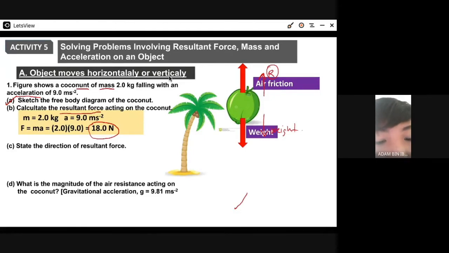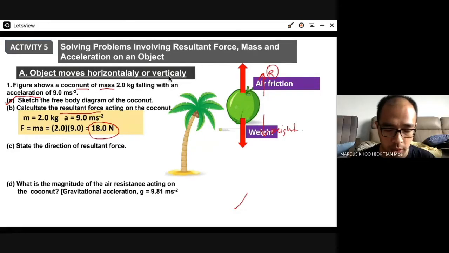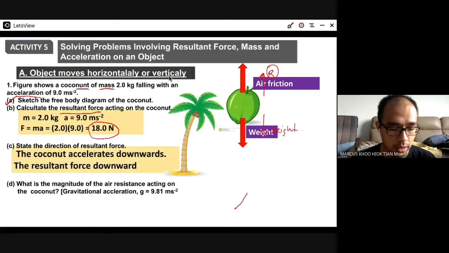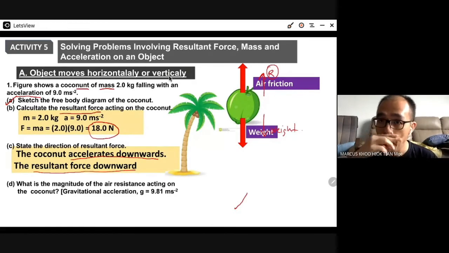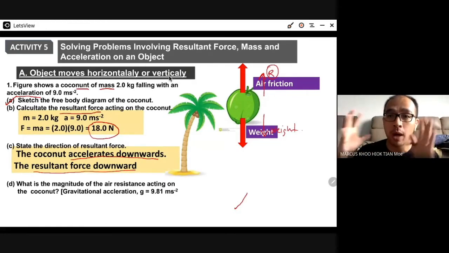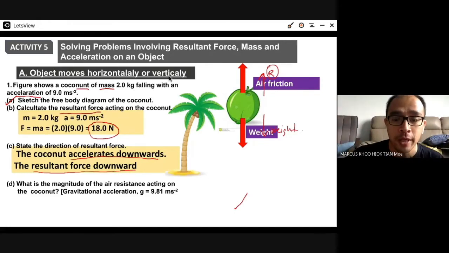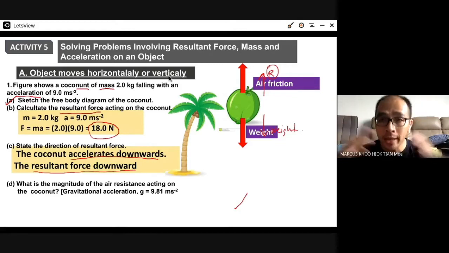Downwards. Okay, it's going to go downwards. The coconut accelerates downwards. That's why the resultant force is downward. And this is a very important thing. The direction of the acceleration will tell us the direction of the resultant force. Very important thing, which I want you to hold on to when we go into the second and the third situation. The direction of the acceleration tells us the direction of the resultant force.